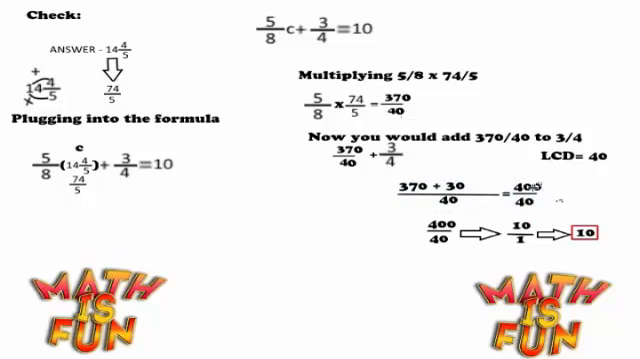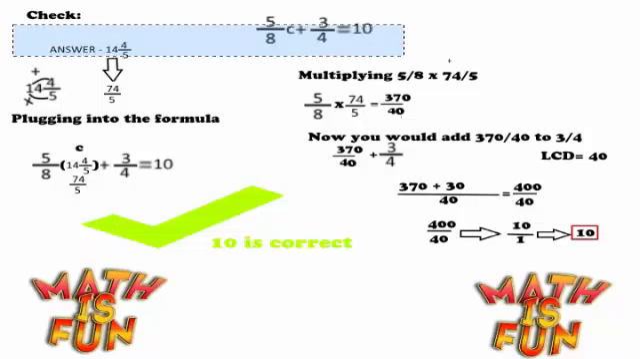And when you get 400 over 40, you simplify that because that's your final answer. You would get 10 over 1. When you have 10 over 1, that is 10. And that is our answer. So that shows that our answer is correct. So 14 and 4 over 5 does work, and that's our check. So that's it for the check.